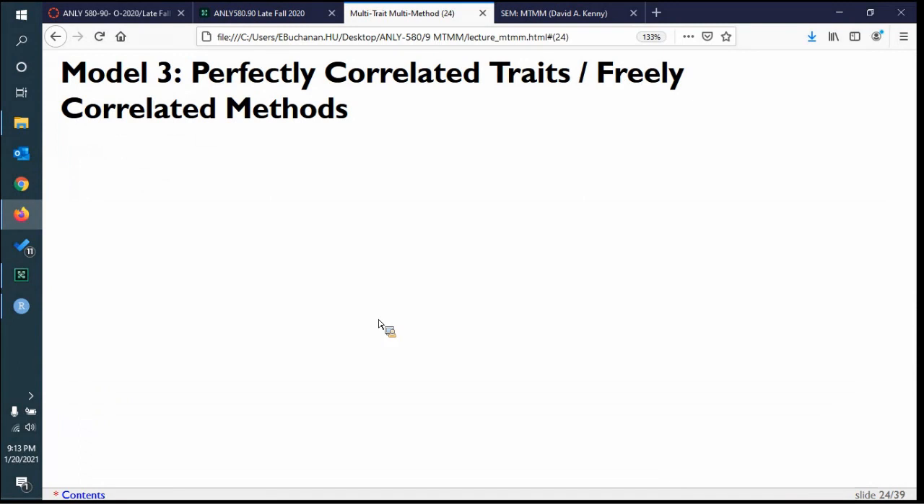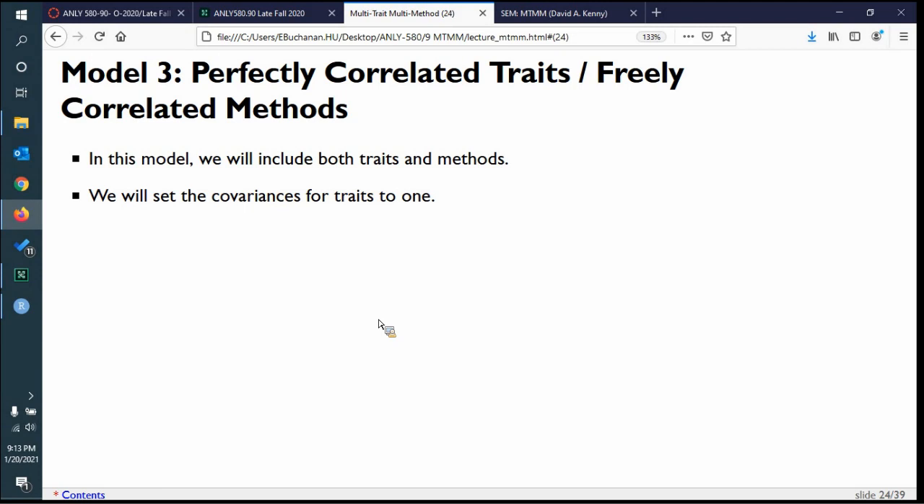Now, model 3 is perfectly correlated traits and freely correlated methods. Okay, so we're adding the traits back in, but we're saying, you know what, these are perfect. There's no reason to have multiple latent variables, because it's actually just one latent variable. Okay. And so this kind of asks the question, is it meaning and purpose separate, or is it merpus? Okay, it's all just meaning and purpose together. And we just let the methods correlate, because we've already kind of shown that they're worth their time.